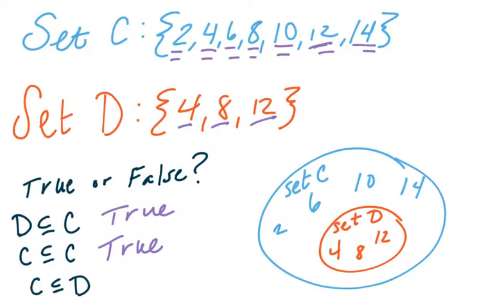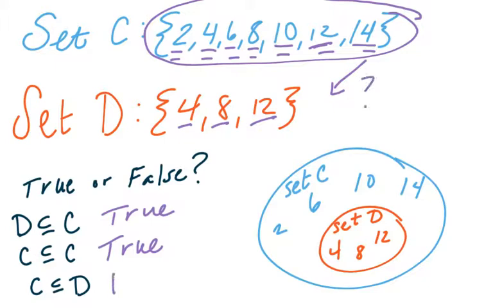But is C a subset of D? Is every element in C also in D? That is false. Because I can use one counterexample that shows that it's not. 2 is in C, but 2 is not in D. So therefore, C cannot be a subset of D.